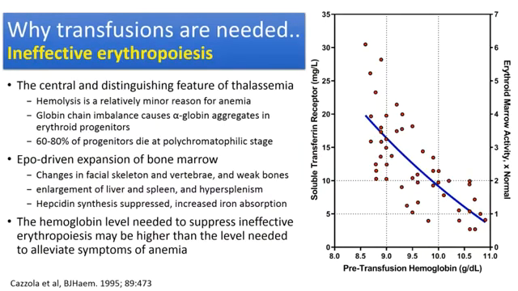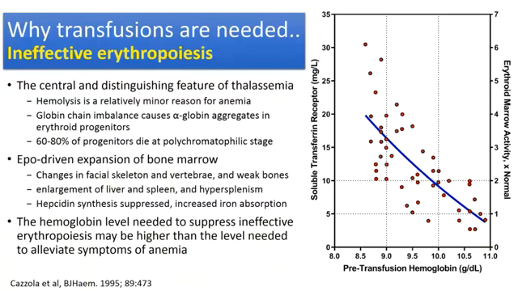The second aspect of transfusions in thalassemia is the role played by ineffective erythropoiesis. Now, this is the central and distinguishing feature of thalassemia, which separates it from the other hemolytic and hyperplastic anemias. The hemolysis, in fact, is a relatively minor contributor to anemia in thalassemia. There is a globin chain imbalance that in beta thalassemias leads to alpha globin aggregates in the erythroid progenitors, so that most of the progenitors will die before they mature into reticulocytes.